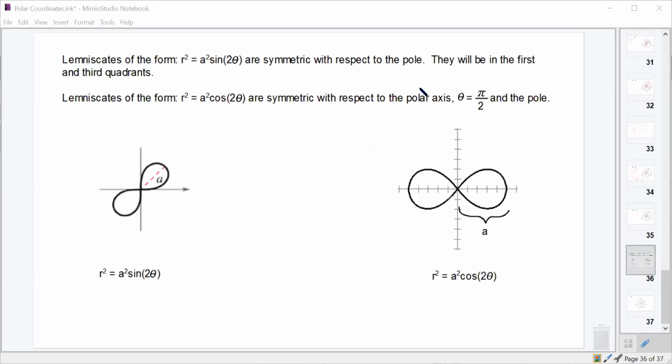All right, so here are the basic rules of lemniscuses. It talks about the symmetry there, and that the sine ones will always be in the first and third quadrants, and the cosine ones will always lie across that polar axis, and they're always symmetric like that. Any questions or issues with any of this polar stuff so far?